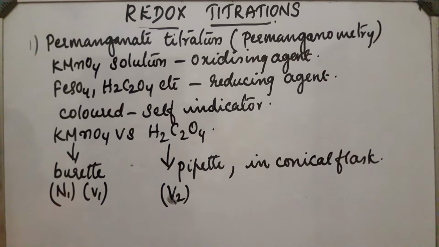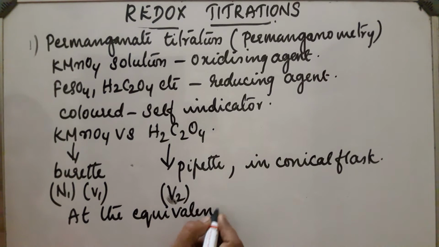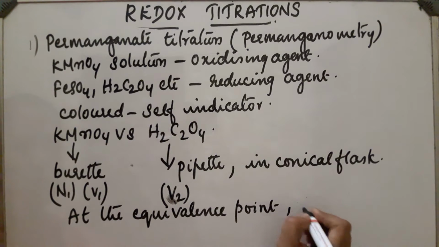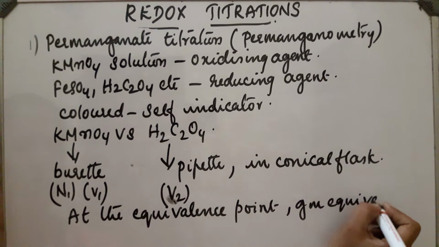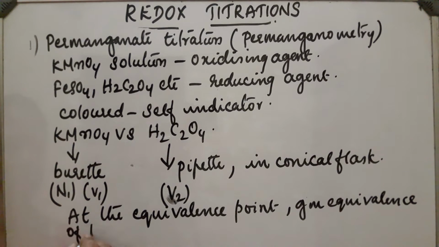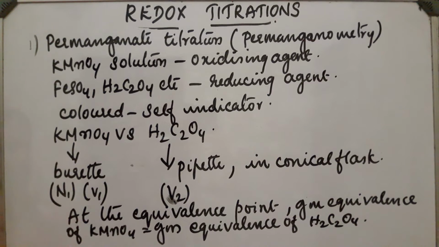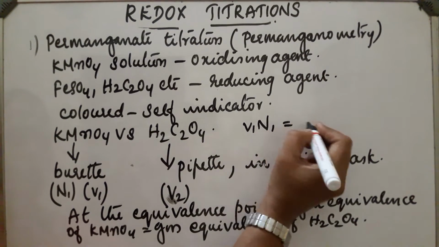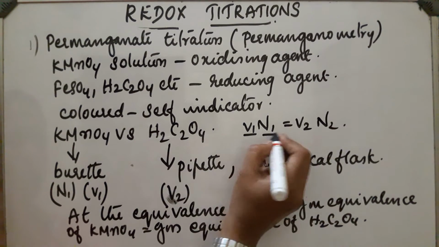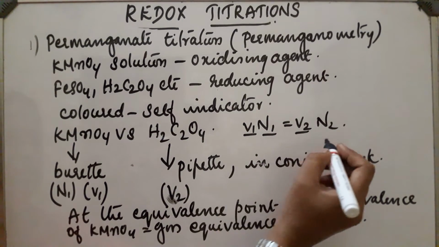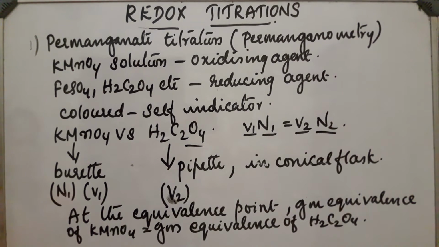At the equivalence point a pink color is obtained. At the equivalence point, gram equivalence of KMnO4 is equal to gram equivalence of H2C2O4, oxalic acid. So the gram equivalence of KMnO4 is V1N1, which will be equal to V2N2. V1, N1 and V2 are known quantities, from which N2, the normality of oxalic acid, can be calculated.